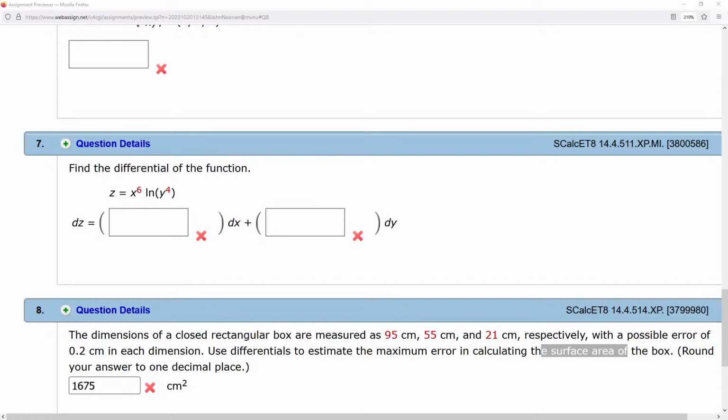Okay, so the question that we want to answer is how to do number 8. We need the surface area. We just started class, so very nice. The surface area formula is going to be 2 times xy plus 2 times yz plus 2 times xz.